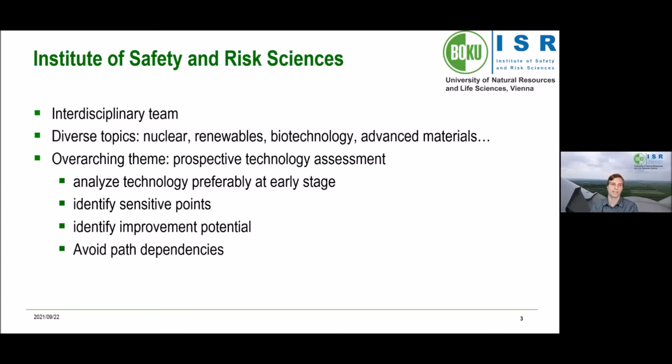In this, we want to identify sensitive points in the technology, and that way find out how to improve it, and at the same time avoid this kind of lock-in effect where you have established some kind of technology with its problems and can't get out of it anymore. So we're starting with this background. We thought about what we can do for small wind turbines.